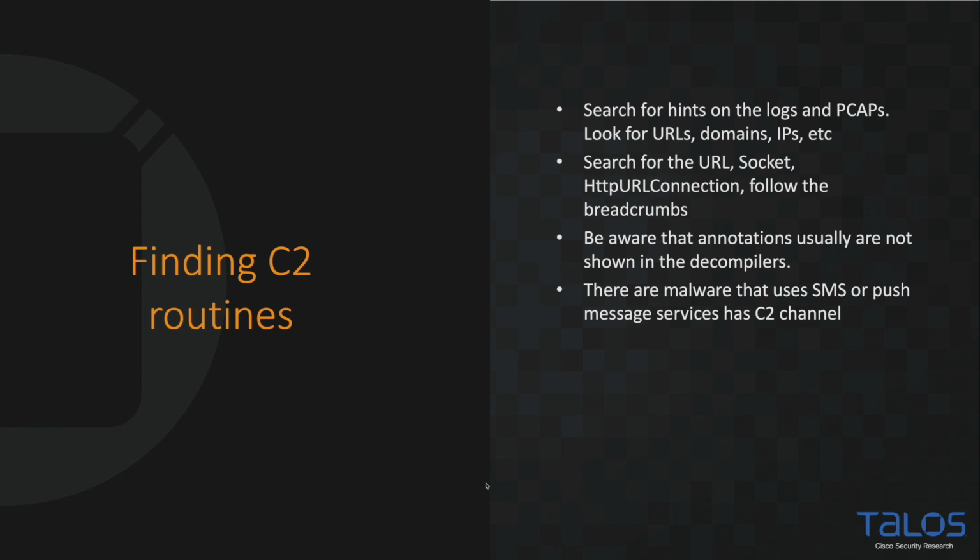Also be aware of annotations. There are some cases where the code is annotated, so the path for the C2 or the IP or the host for the C2 is in annotations, and that may trick your decompiler into missing it. So be aware of that. And finally, there is also malware that will use SMS or push messaging services as C2. Again, keep that in mind. Take a look at the SMS routine. You know that you can check it directly from the manifest, what class is handling the SMS routine. So keep that in mind.